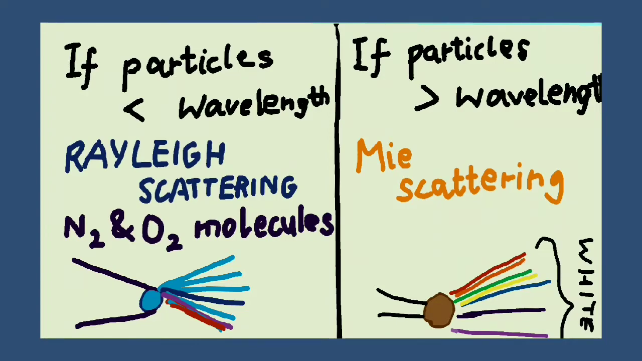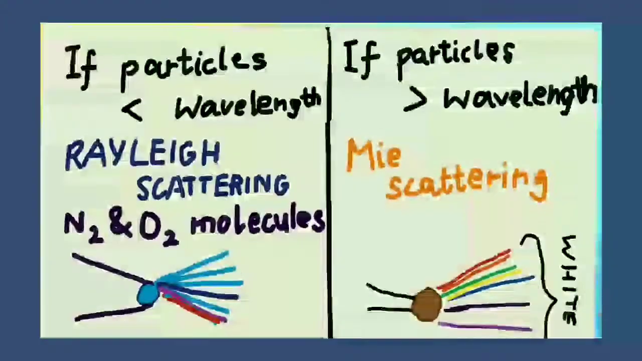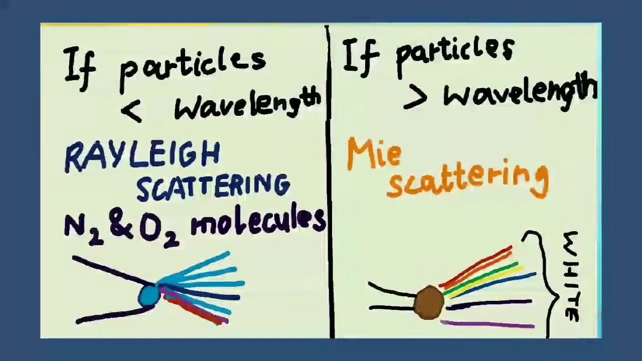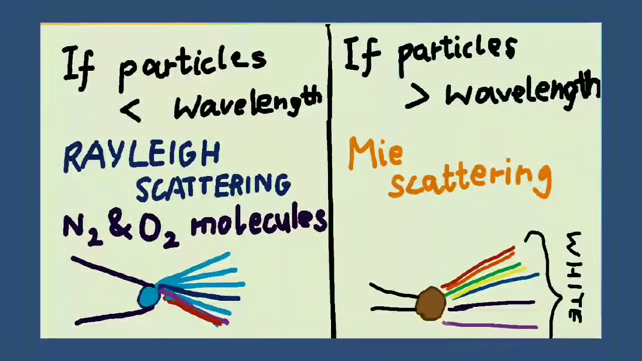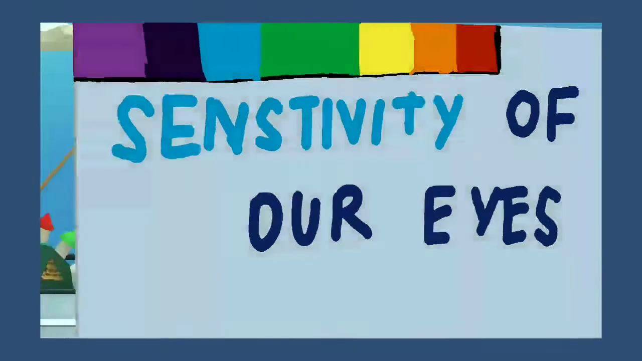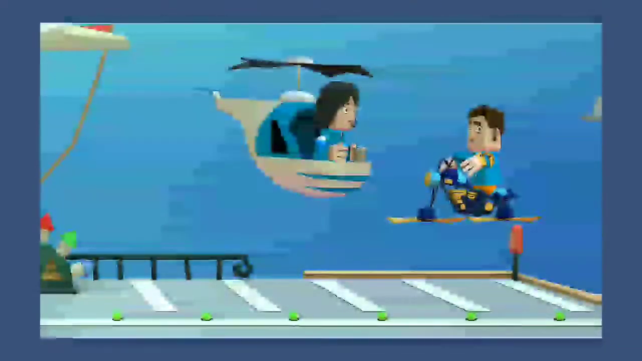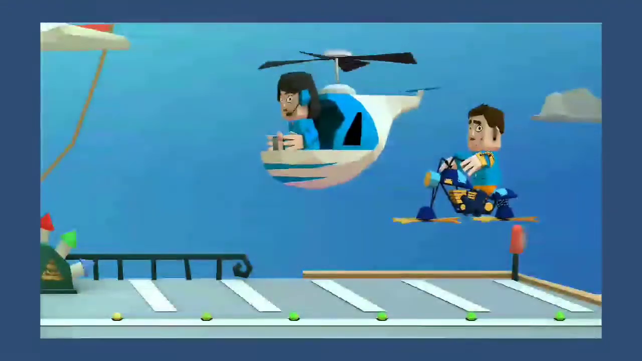If particles are greater than wavelength, then Mie scattering takes place. In Mie scattering, the particle scatters all the colors of the sunlight and produces white. Example, dust and pollen. Number 3. Sensitivity of our eyes. These three things together make blue sky inevitable.